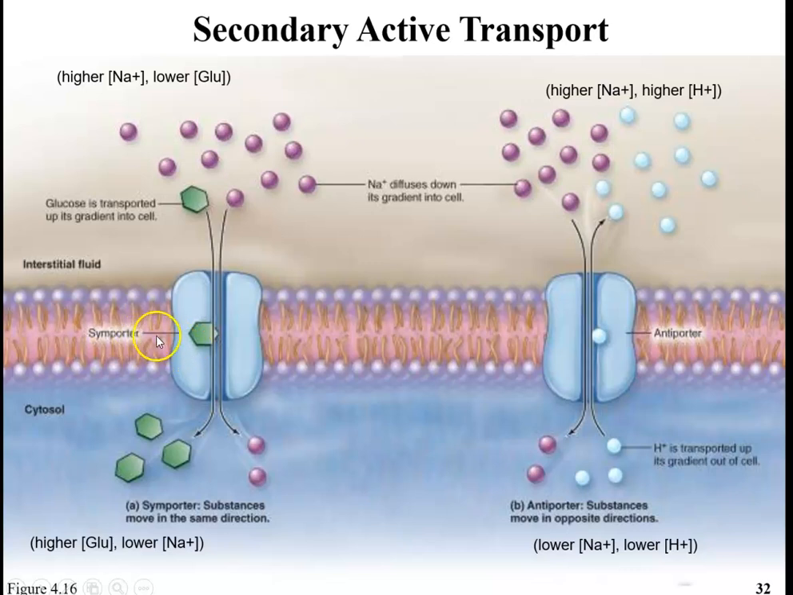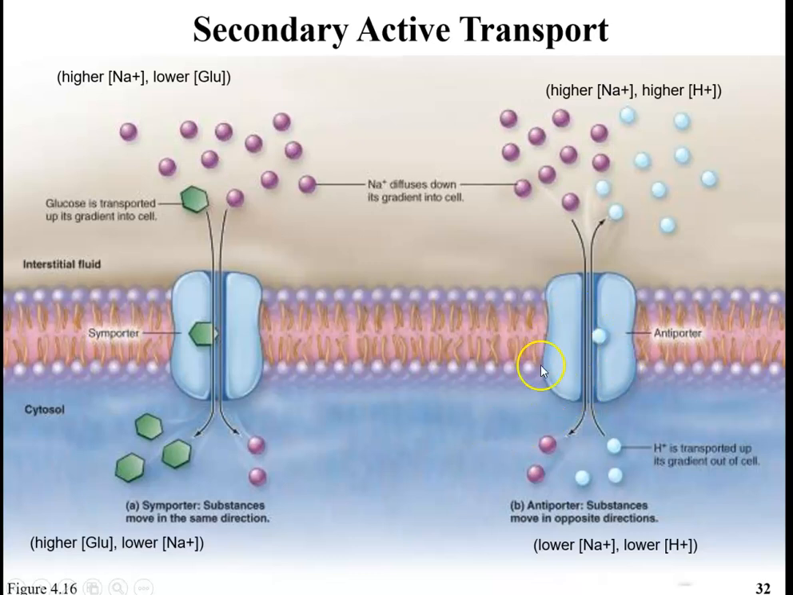So here's an example of a symporter. Here's the interstitial fluid. Here's the cytosol. And in the interstitial fluid, you'll notice that there's a high sodium concentration and a lower glucose concentration than inside of the cell. And what happens is glucose is transported up its gradient, but it's powered by this sodium diffusing down its gradient. And that basically provides the energy to allow the glucose to move through the symporter.